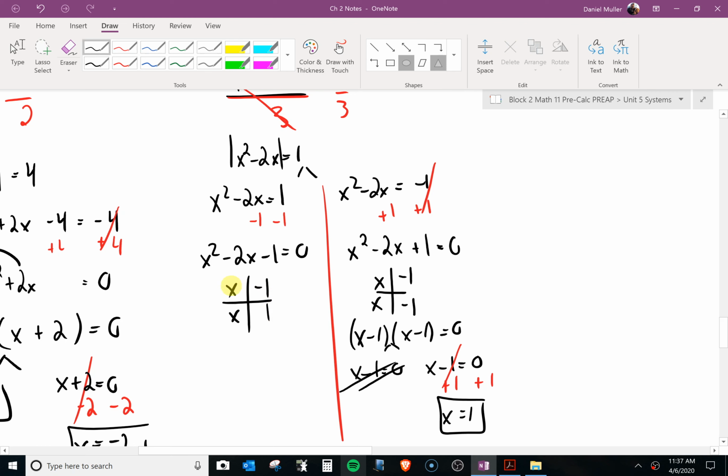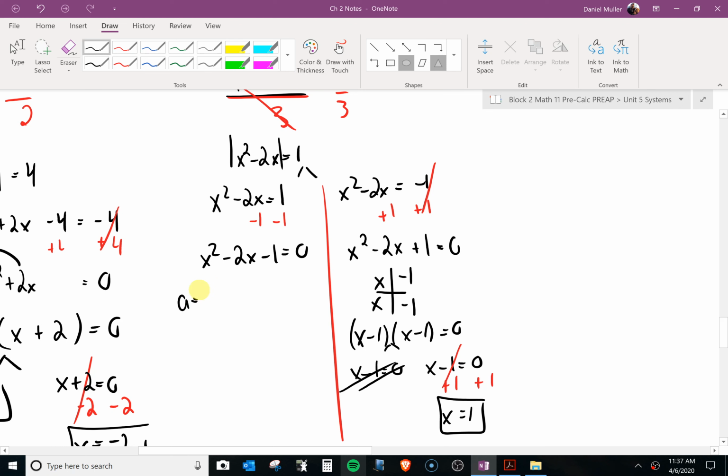One diagonal here, this diagonal is 1x. And this diagonal right here is negative 1x, and positive 1x will get me 0. But my middle term is not 0, it's negative 2. So that won't work. And there's no other numbers that get me negative 1. It's only 1 and negative 1.